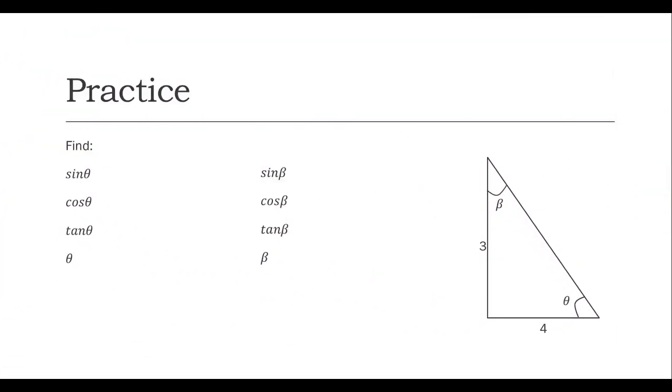This says find sine theta, cosine theta, tangent theta, and theta, then sine of beta, cosine of beta, tangent of beta, and beta. We have theta first, which is this angle here. First we need to find sine of theta. Our sine is opposite over hypotenuse. The side opposite of theta is 3, over our hypotenuse, which is this side here. So we need to figure out what that is.